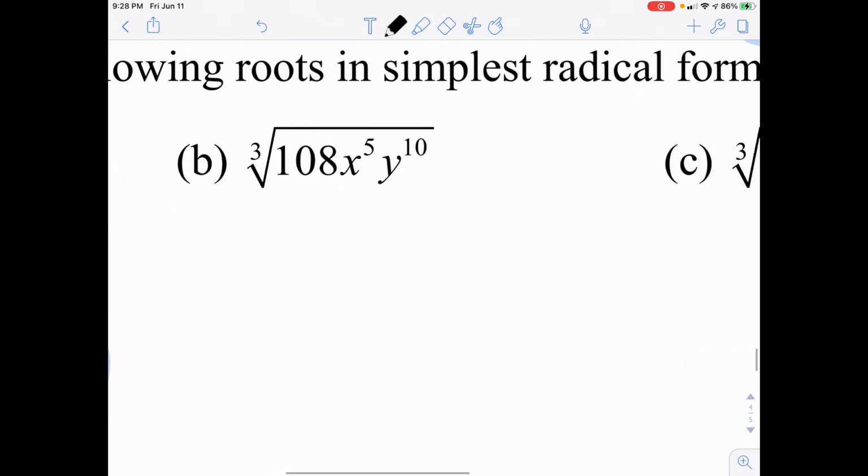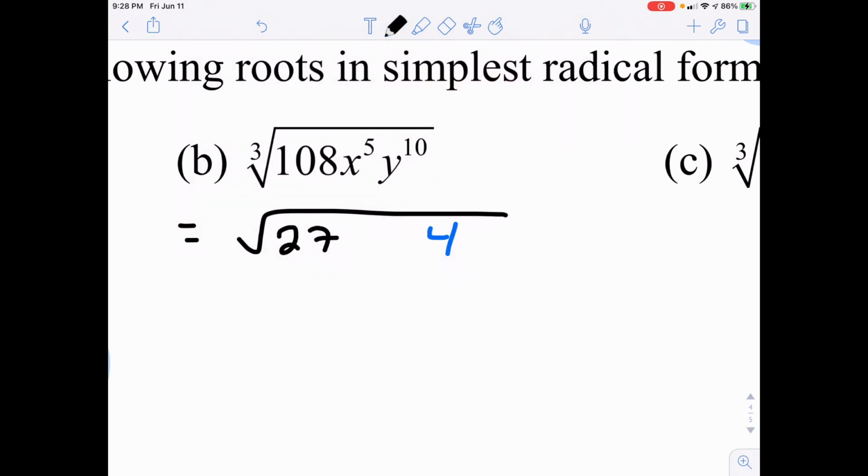Letter B, the cube root of 108x to the 5th, y to the 10th. Well, what's the largest perfect cube that goes into 108? Well, that would be 27. And it goes into 108 4 times. I'm going to put a 27 on the left side in blue and black, 4 on the right side in blue.